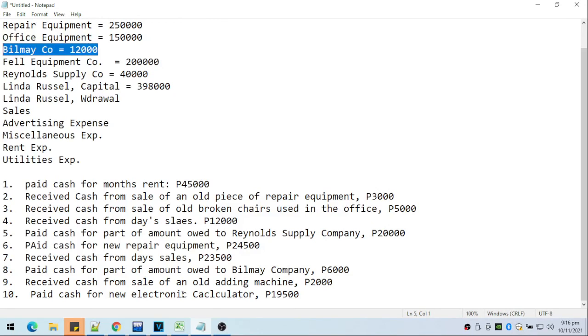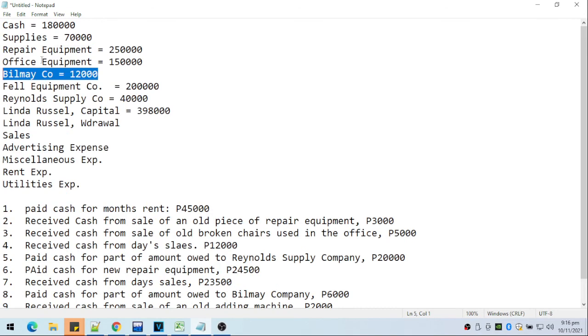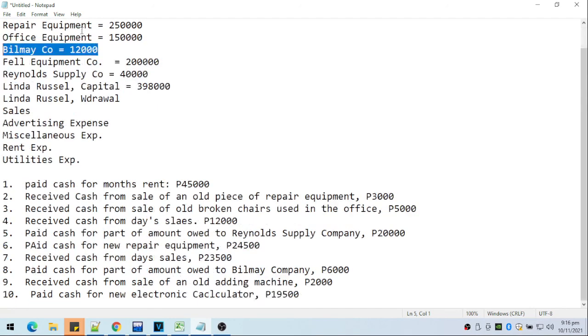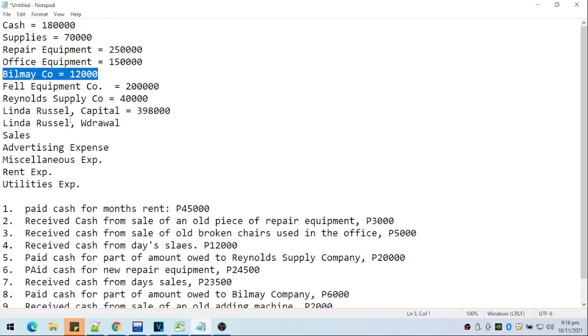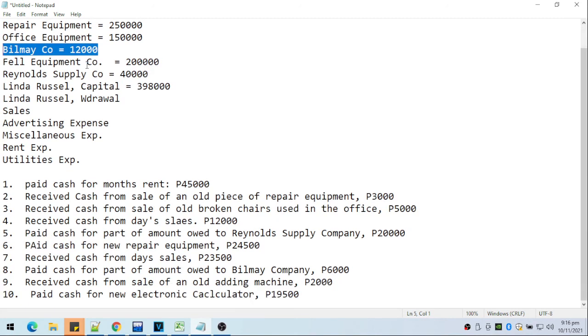Paid cash for a new electronic calculator, 19,500. So we paid cash. So what are the accounts affected here? We have cash and office equipment. So since we paid cash, then our cash will decrease. So to decrease an asset, you have to place it on the credit side or the right side. Now, we received a new electronic calculator. So that will increase our office equipment. And office equipment is also an asset. And to increase an asset, you have to place that on the debit side or the left side.